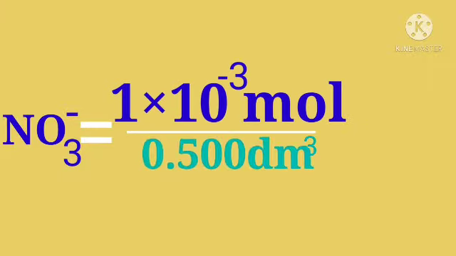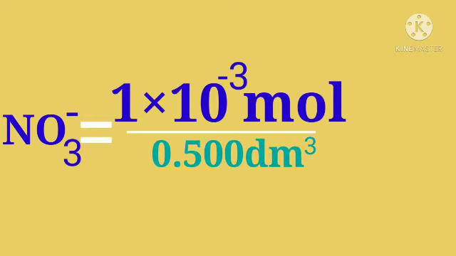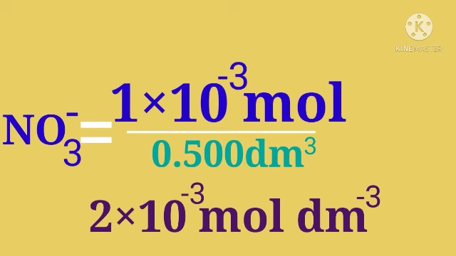And we know the volume of the solution as well. So with these two, we can identify the concentration or the molarity of NO3-. So that would be 2 × 10^-3.